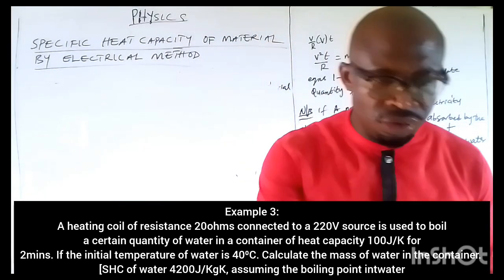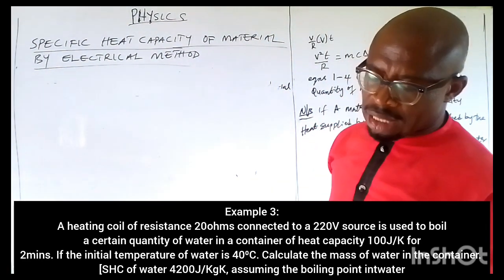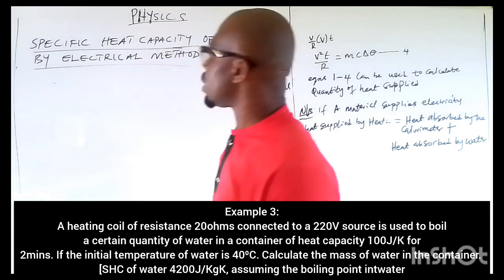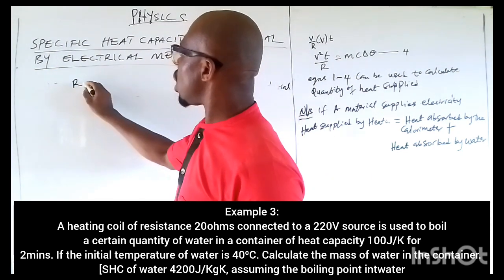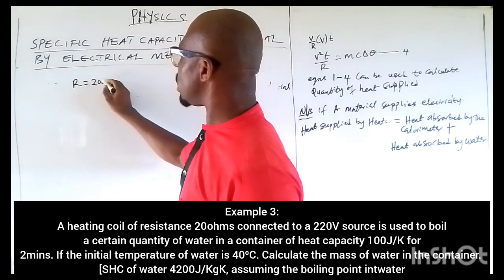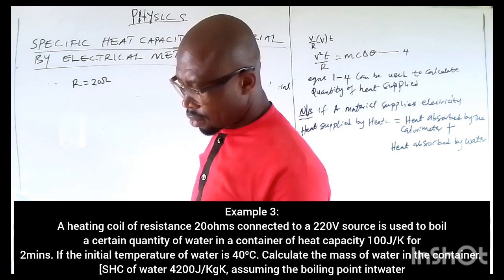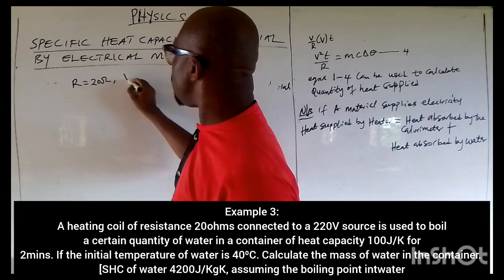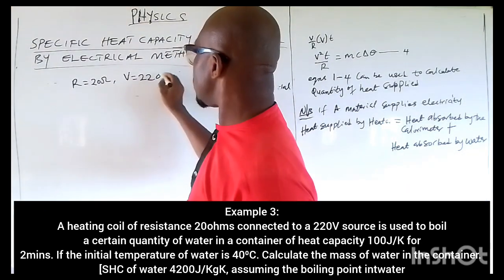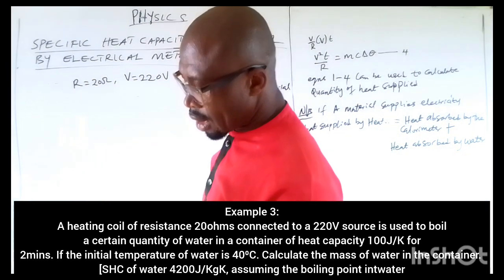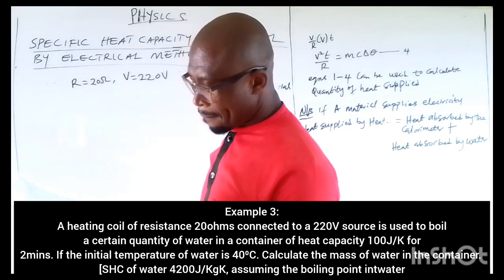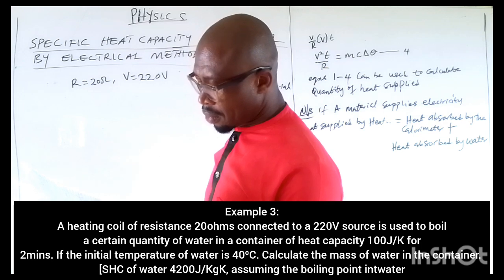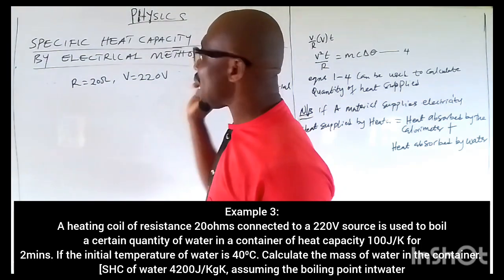the first thing is to write out the parameters given to us. They said a heating coil of resistance. The resistance of the coil is 20 ohms, connected to 220 volts, so the V there is 220 volts. It's used to... now the heat capacity there.